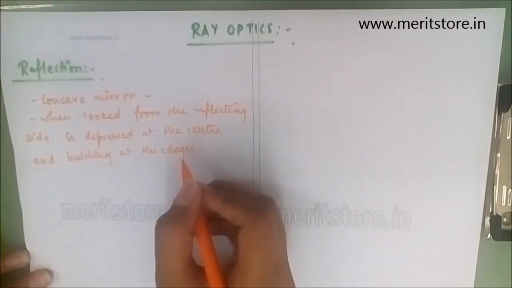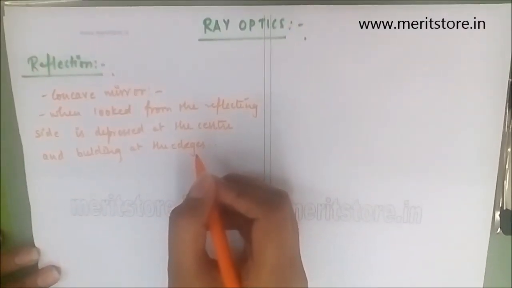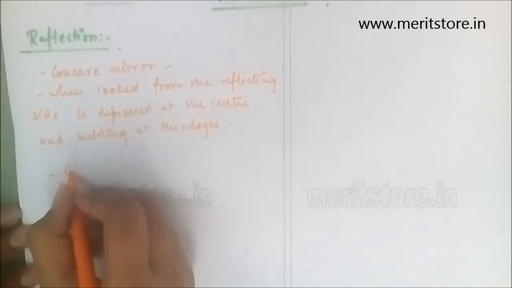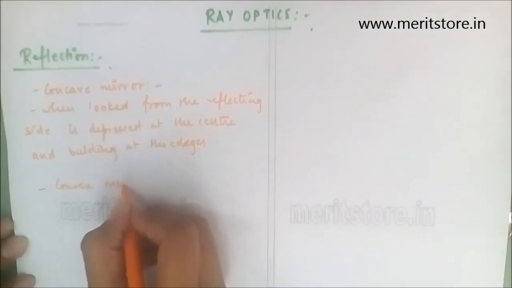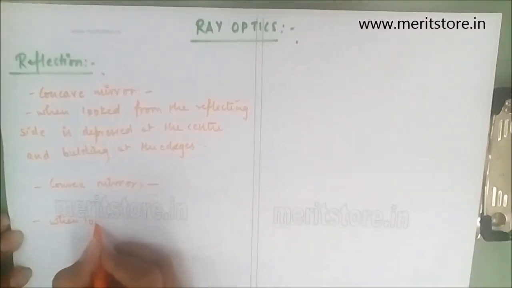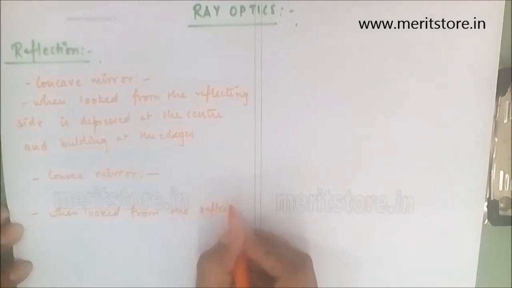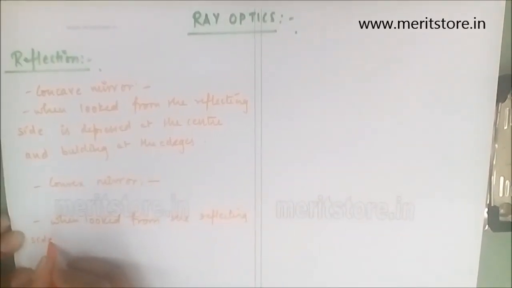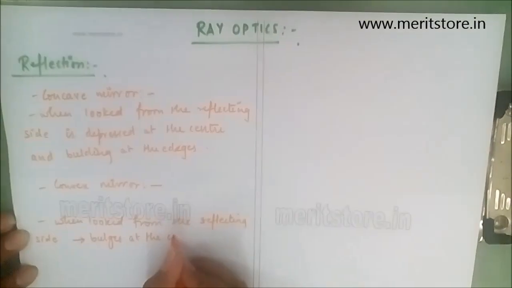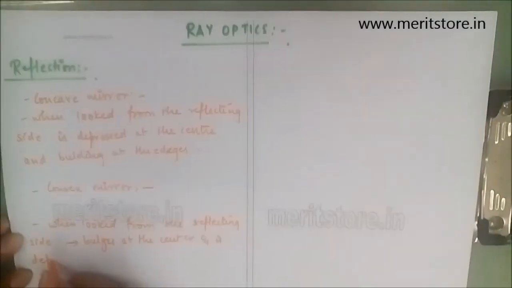Convex mirror. It is a spherical mirror which, when looked from the reflecting side, bulges at the center and is depressed at the edges.